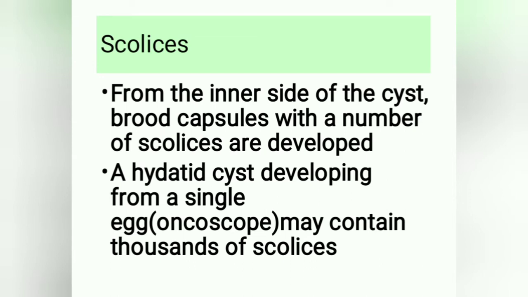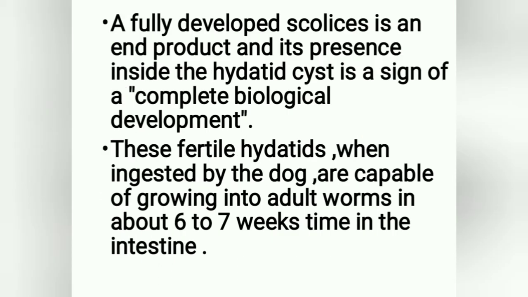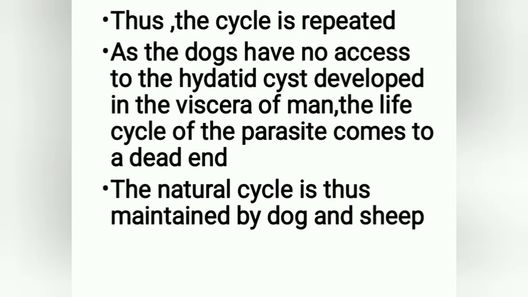Scolices: from the inner side of the cyst, brood capsules with a number of scolices are developed. A hydatid cyst developing from a single egg, that is oncosphere, may contain thousands of scolices. A fully developed scolex is an end product, and its presence inside the hydatid cyst is a sign of complete biological development. These fertile hydatids, when ingested by the dog, are capable of growing into adult worms in about 6 to 7 weeks' time in the intestine. Thus, the cycle is repeated.